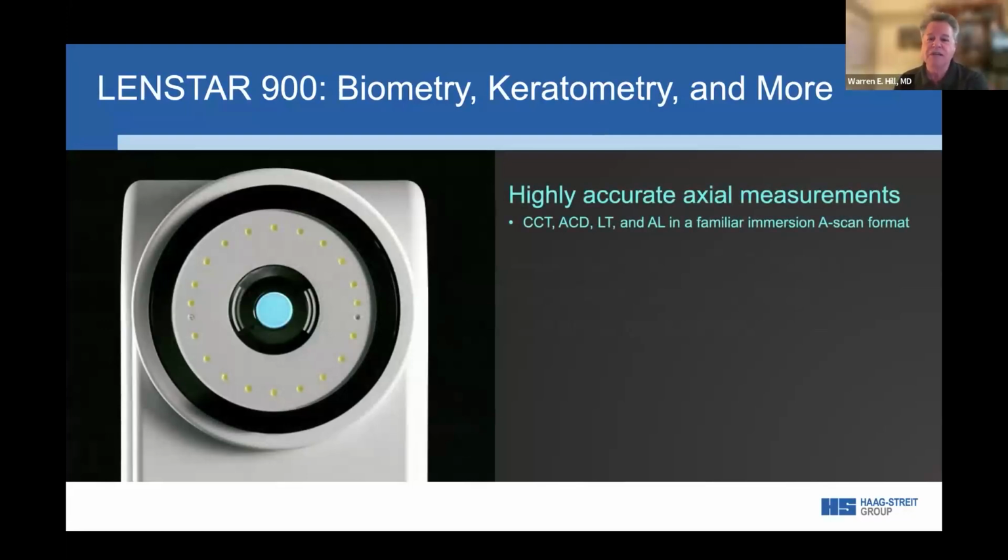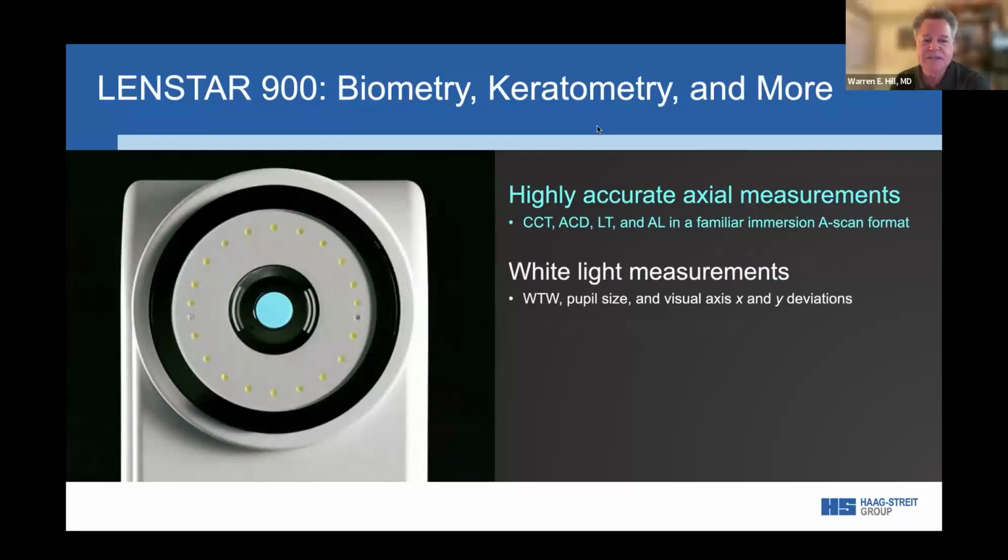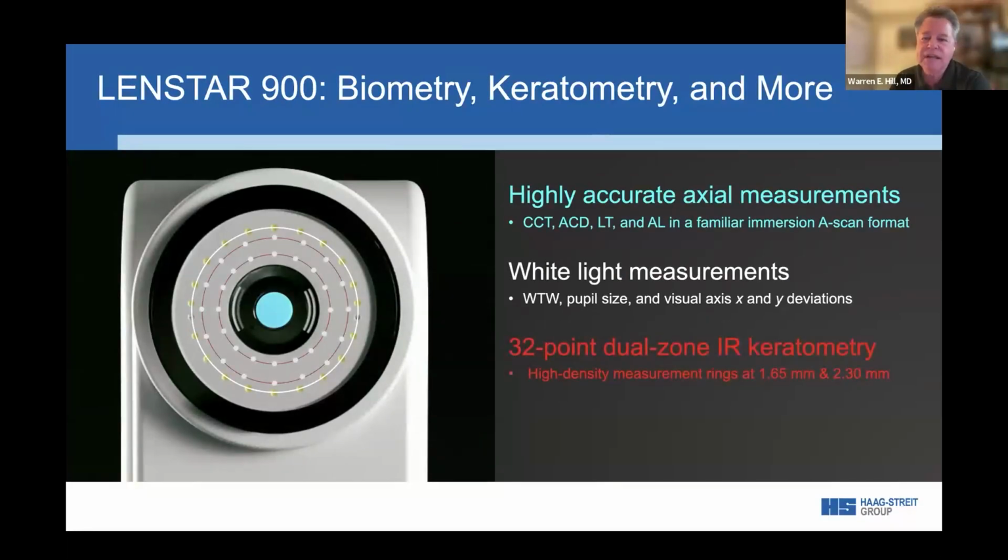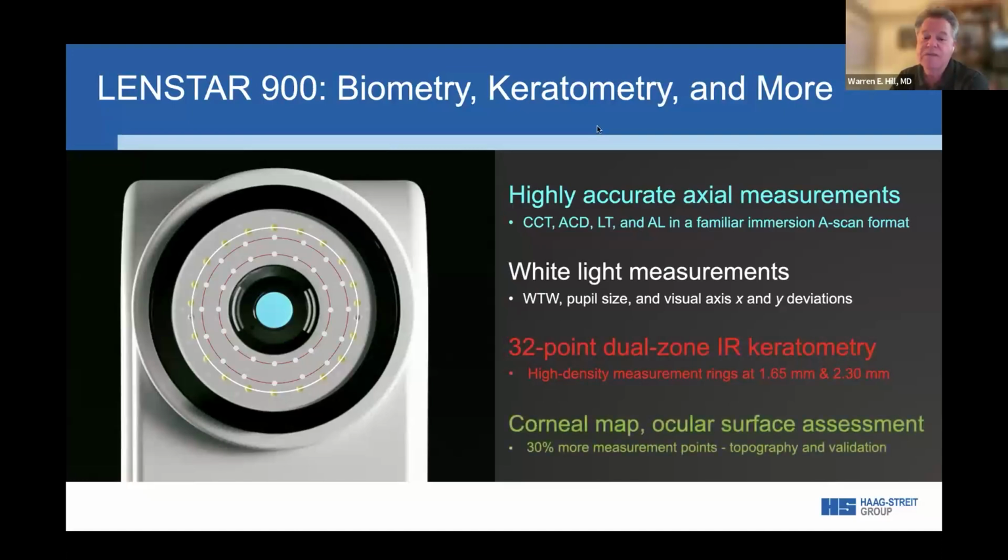So we have the highly accurate axial measurements, and this is actually the measurement head here. We have the usual white light measurements, the white-to-white pupil size and angle kappa. It has the best keratometry, period, of any biometer around. And it's good keratometry because it's a high density measurement process. We're not talking about extrapolation between 3 measurement points above and below the horizontal. We have 32 measurement points.